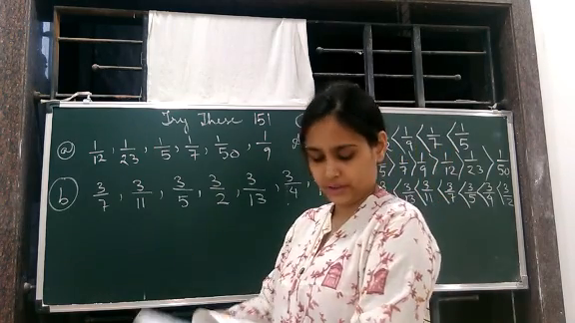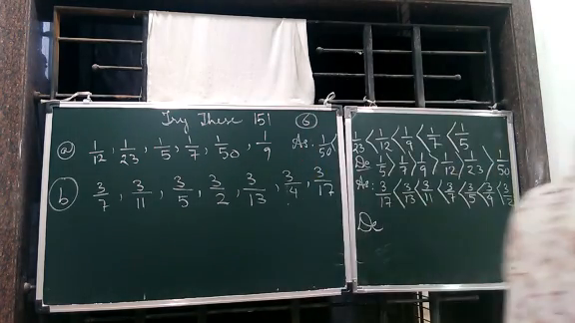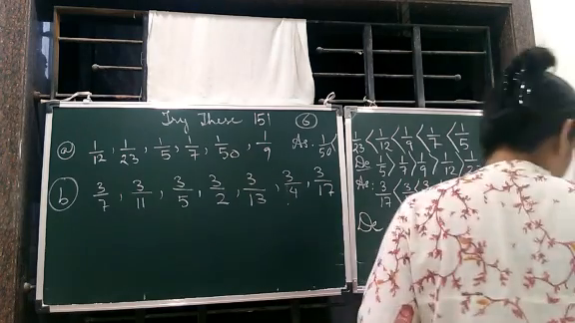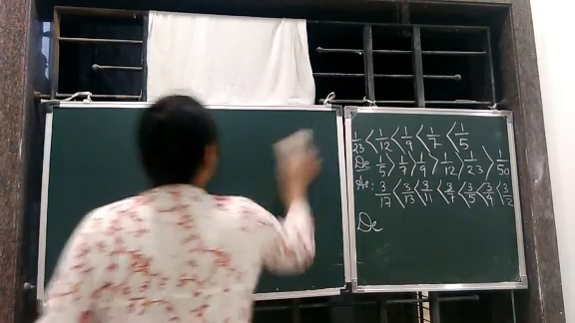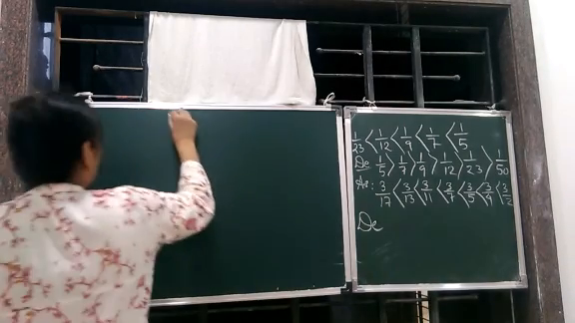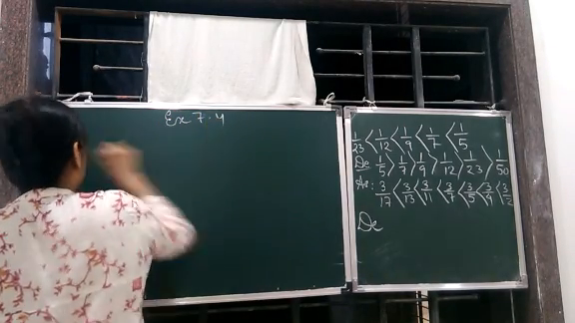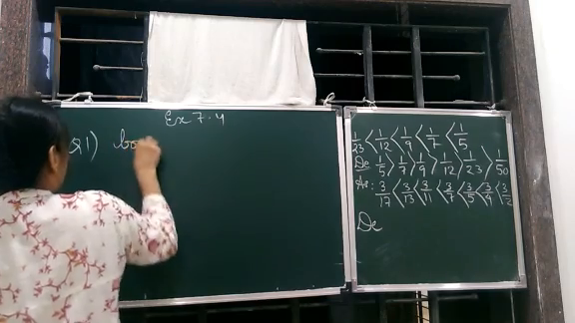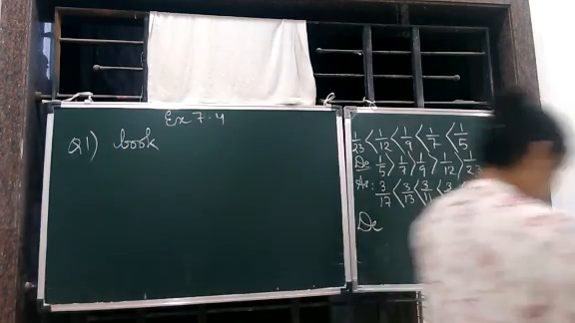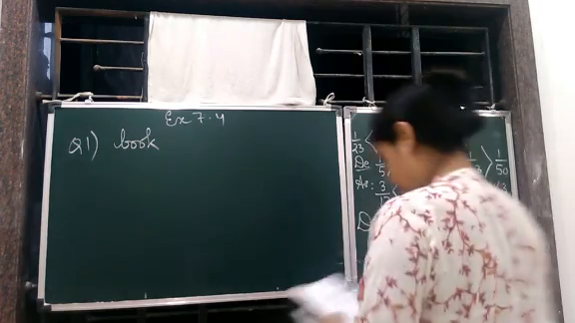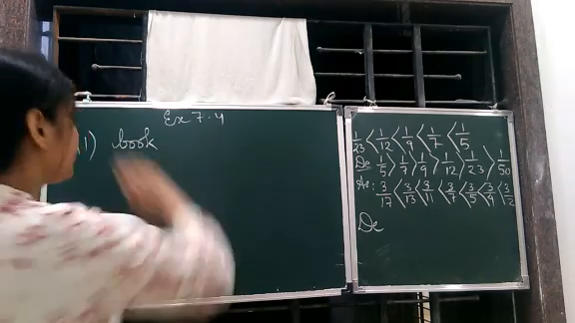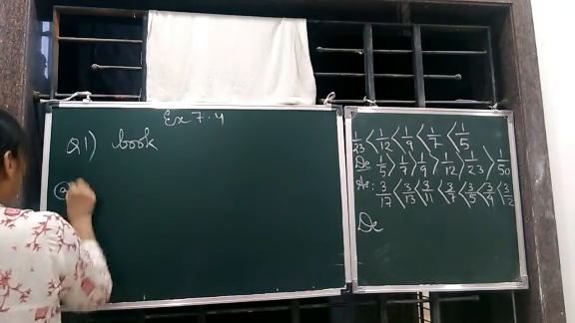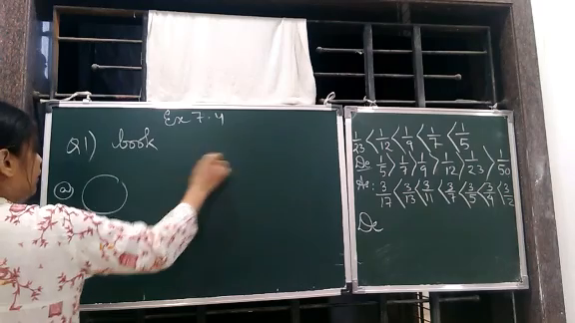So now we will start with exercise 7.4. Question number 1, which we do in the book. You can see there are some diagrams in question number 1. You have to write the fraction of the shaded part. Just above the diagram, for example, here's the diagram, here you can write the fraction.